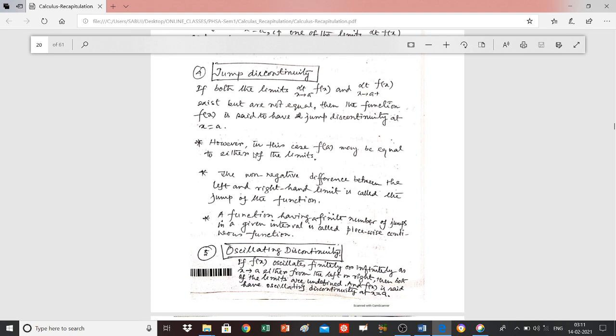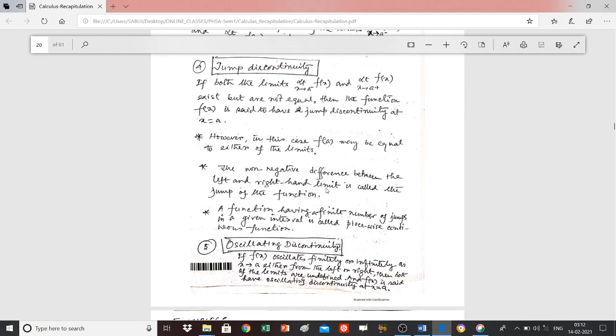However, in this case f(a) may not equal either of the limits, so you can also find out the value of f(a), and in this case the left hand limit and the right hand limit may not equal f(a). And to find out the jump, you have to calculate the difference of the left hand and right hand limits. The difference of the left hand limit and the right hand limit is called the jump of the function.